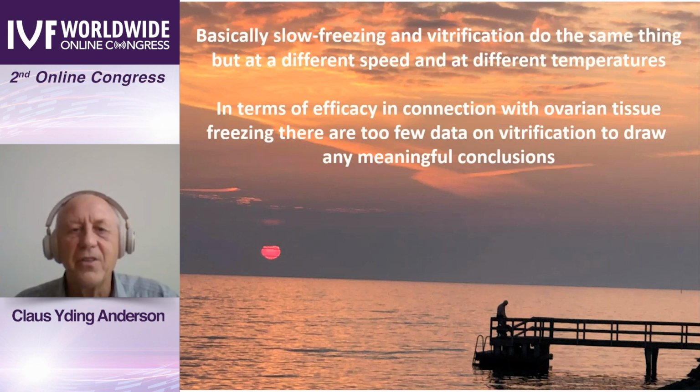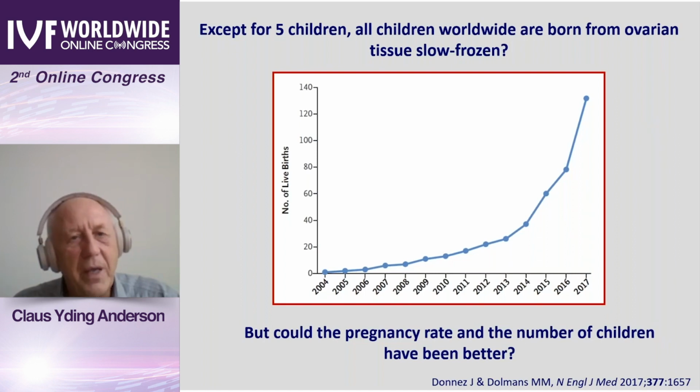In terms of efficacy, when we're looking at ovarian tissue, there's simply too few data on vitrification to draw any meaningful conclusion. So I cannot recommend either one of the methods for you. But what we can say is that if we look at the children who have been born from transplanting frozen-thawed ovarian tissue on a worldwide basis, then we are now, this is 2017, probably reaching around 200 babies at this point in time.